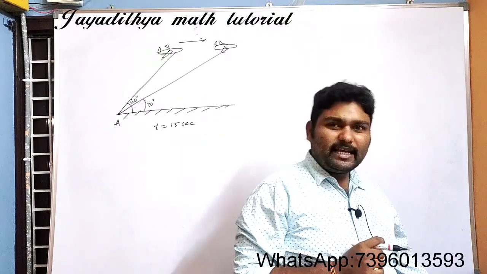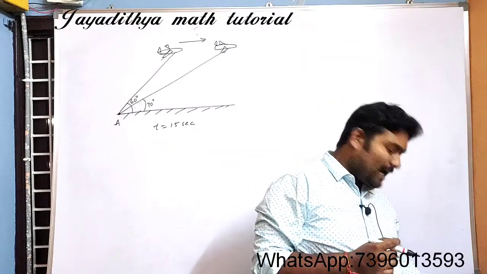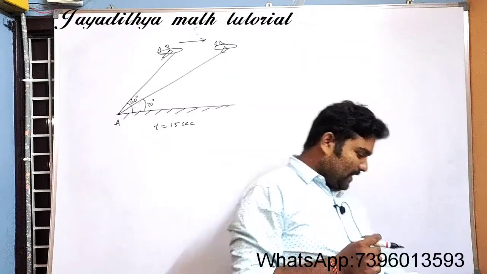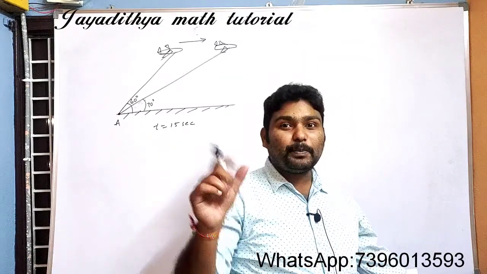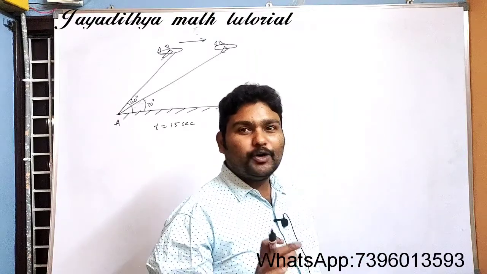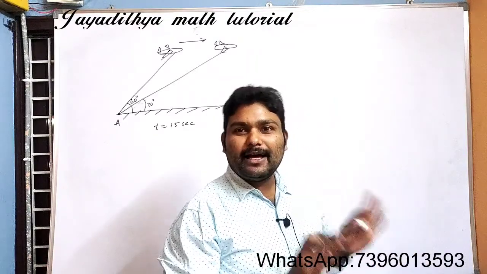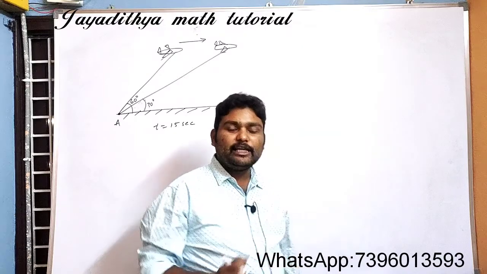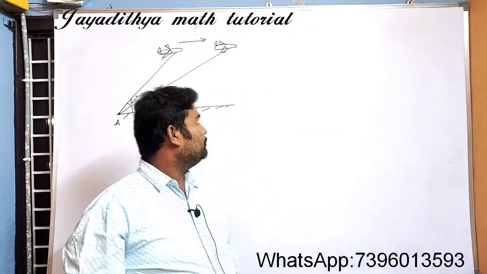If the jet plane is flying at a constant height of 1500 root 3 meters, find the speed of the jet plane. Here you need to find the speed, not the distance or the height. So that's why I tell you this class is very important.